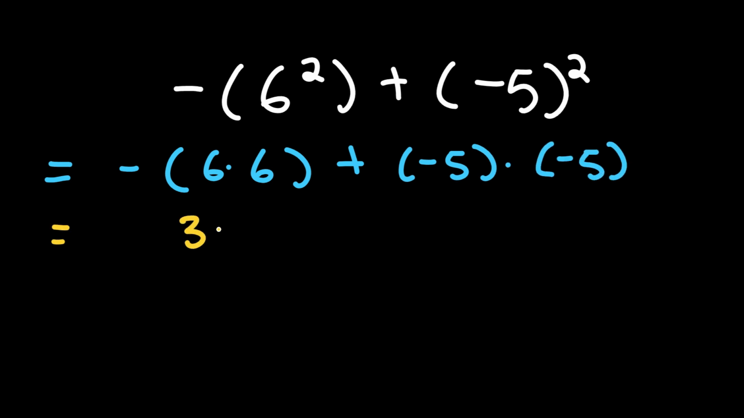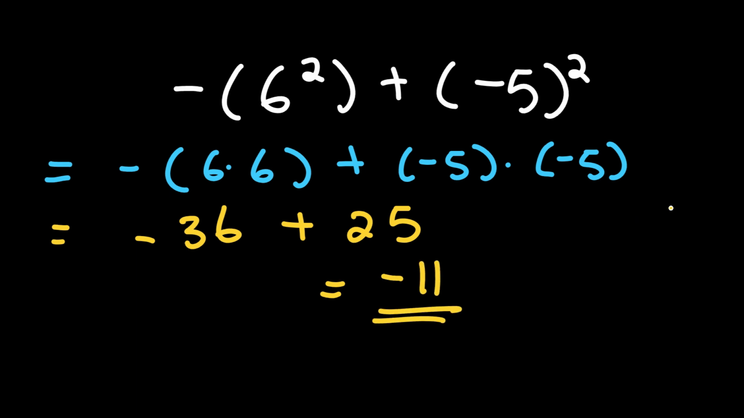So 6 times 6 is 36. Don't forget the negative sign, plus a negative times a negative, positive 25. Negative 36 plus 25 is negative 11. Now go ahead and try solving this problem.